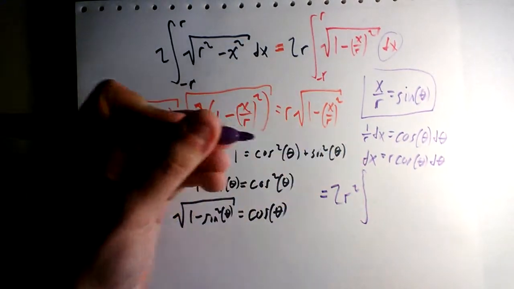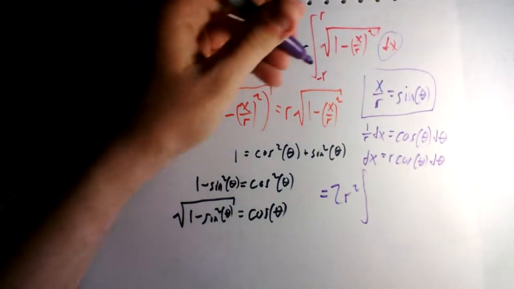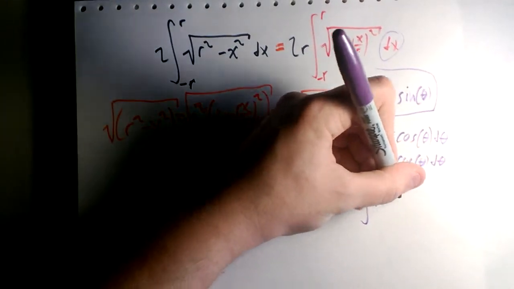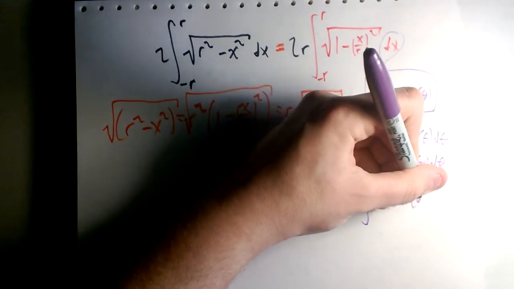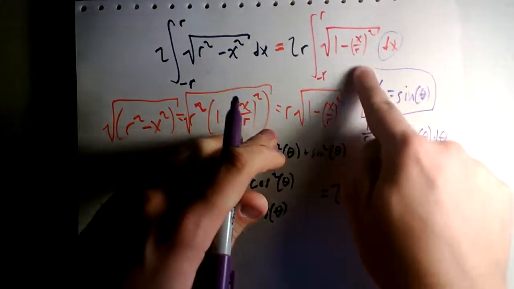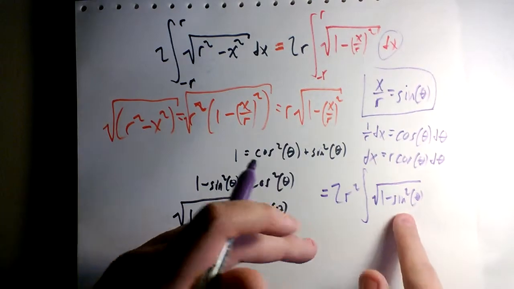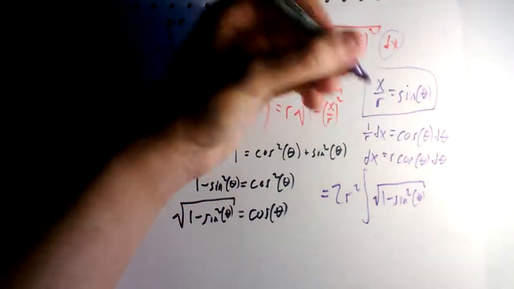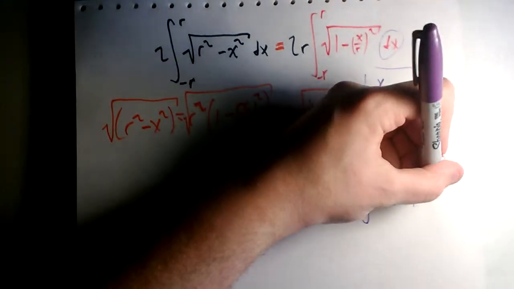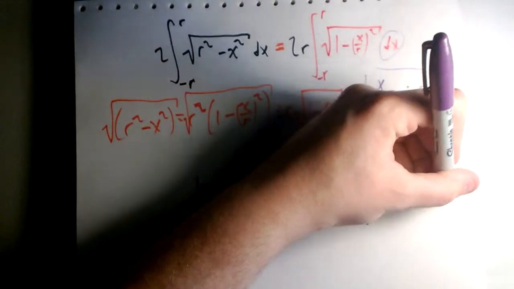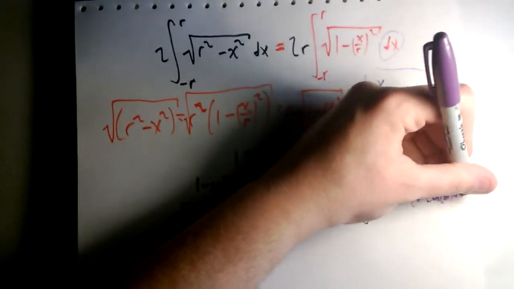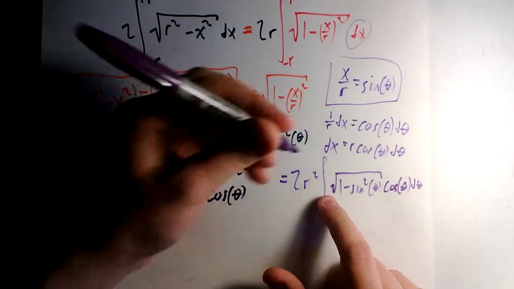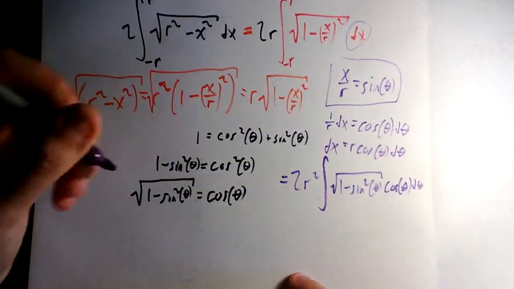So now we have the integral of the square root of 1 minus sine squared theta, because if x divided by r is sine, then that's 1 minus sine squared, right? And that is multiplied by r cosine theta d theta. We already multiplied by the r. Nice. Except there's another thing we have to change, and that's the bounds.